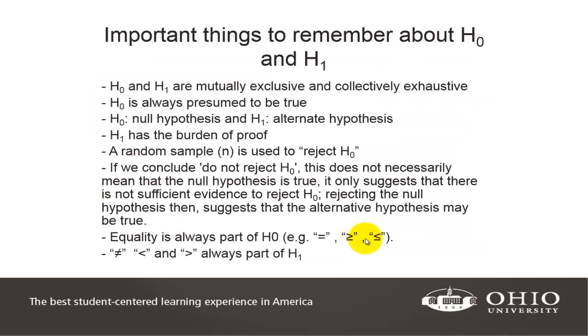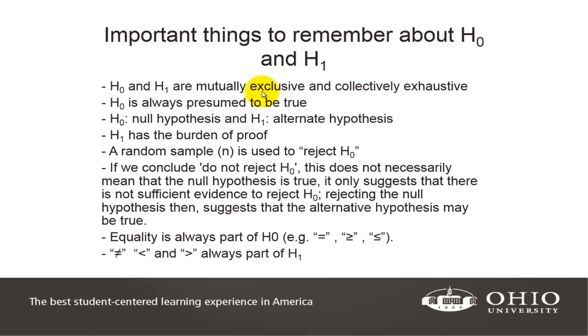So here are some really important things to remember about the alternate and null hypothesis. The null hypothesis and the alternate hypothesis are mutually exclusive, which means there's no intersection. There can't be something that's in both, and they're collectively exhaustive, which means they encompass all possible outcomes. Nothing's left out. The null hypothesis is always presumed to be true at the onset of the test. We use the H sub 0 notation for the null hypothesis, H sub 1 for the alternate.